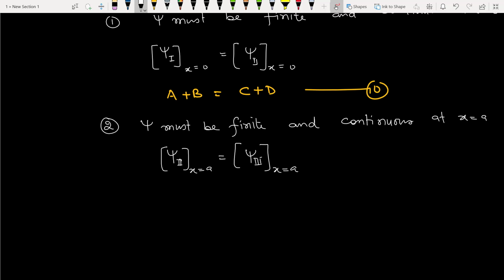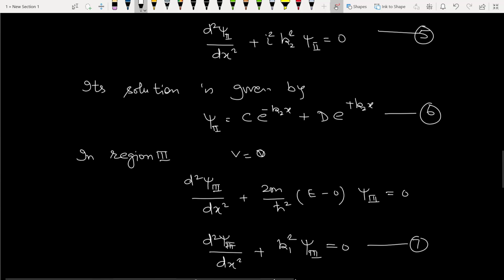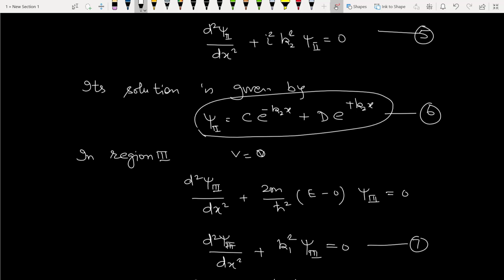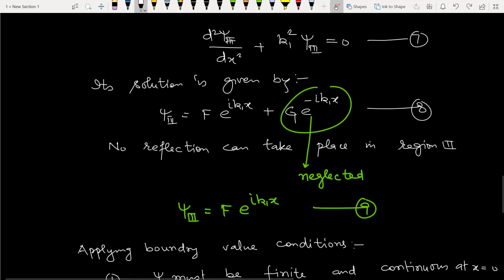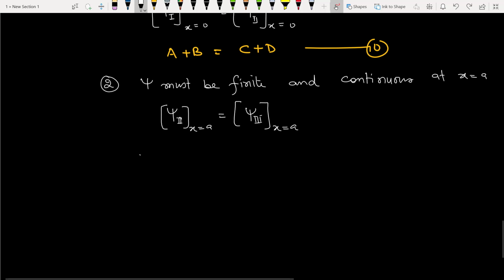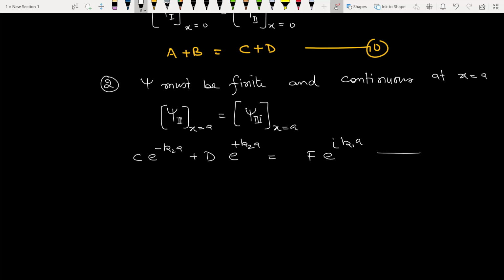So substituting the values in psi 2, x is equal to a, in this formula it will be c e raised to power minus k2a plus d e raised to power plus k2a, it is equal to f e raised to power iota k1a. We mark this as equation number 11.